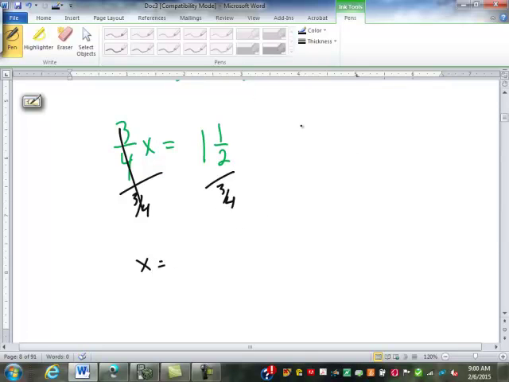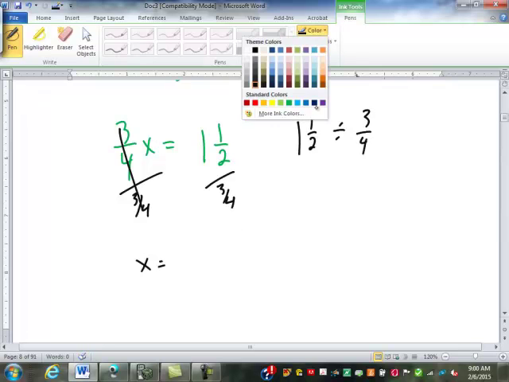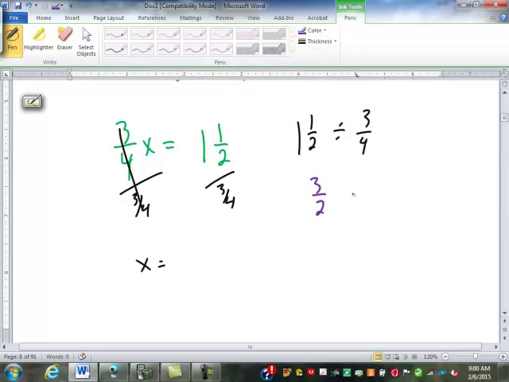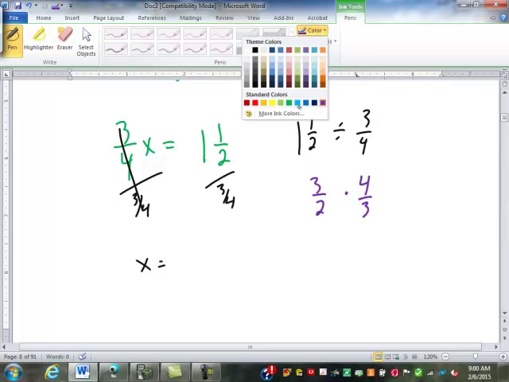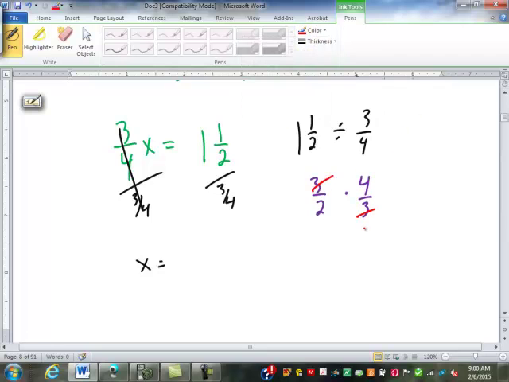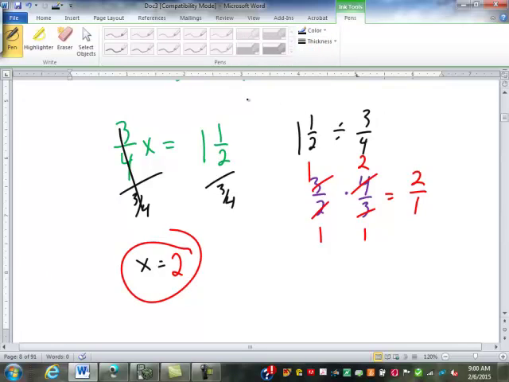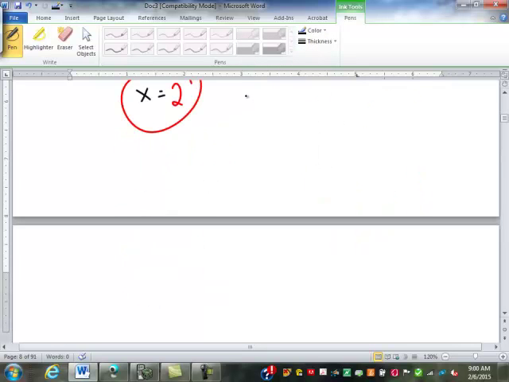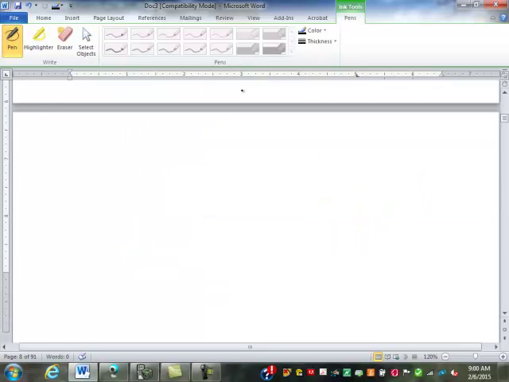So 1 and 1/2 divided by 3/4. 1 and 1/2 becomes 3/2 times 4/3. 3's cross cancel to give you 1 and 1. 2 and 4 cross cancel to give you 1 and 2. That is 2/1 or just 2. X equals 2. One more similar to that, and then we'll move on to something else.